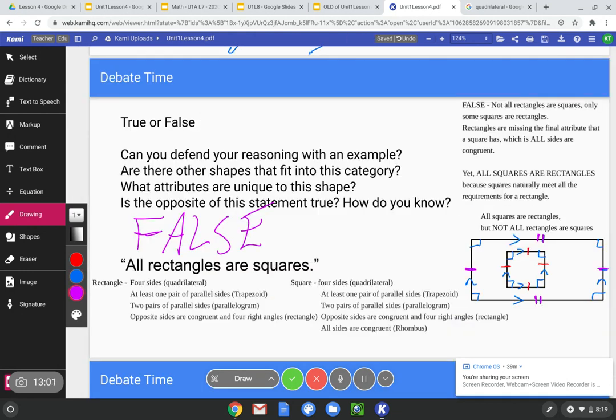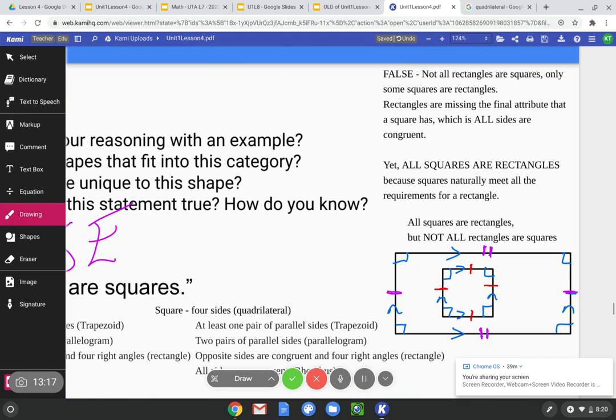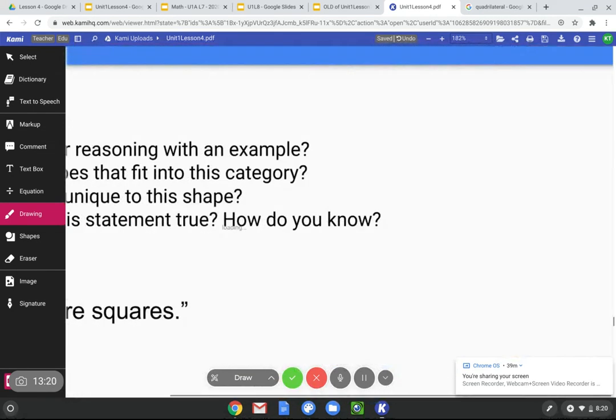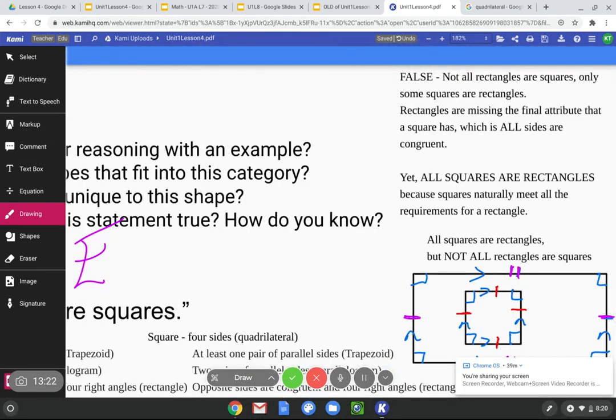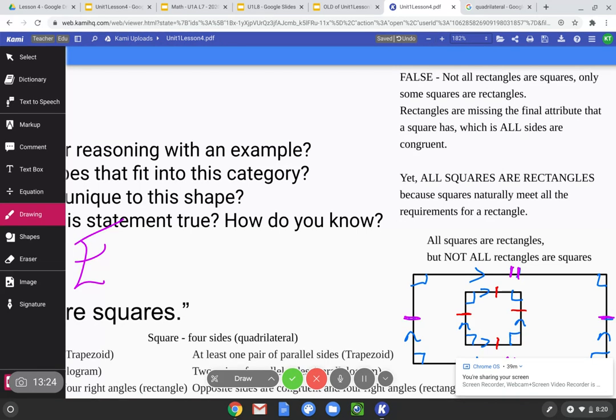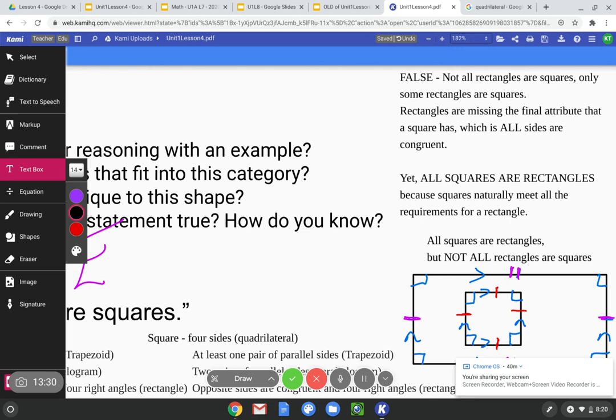So here we go. The overall final answer: false. All rectangles are squares. That's a false, because as we said before, it's missing that final attribute. Where is it? Let's go read the statement. Not all rectangles are squares. Only some squares are rectangles. I apologize, there was a typo there, so we got that corrected.